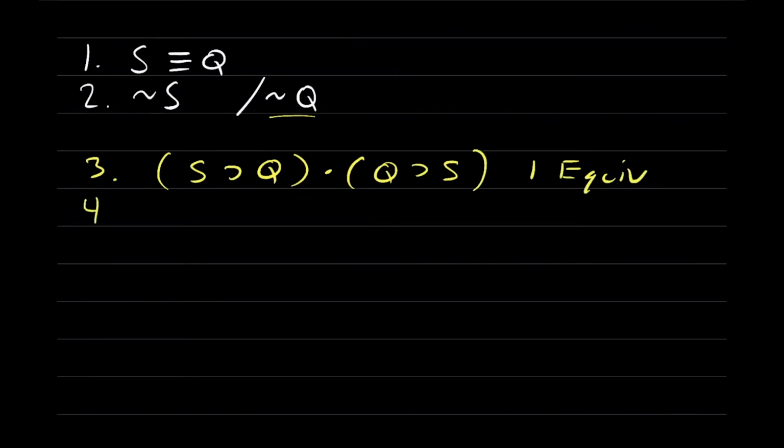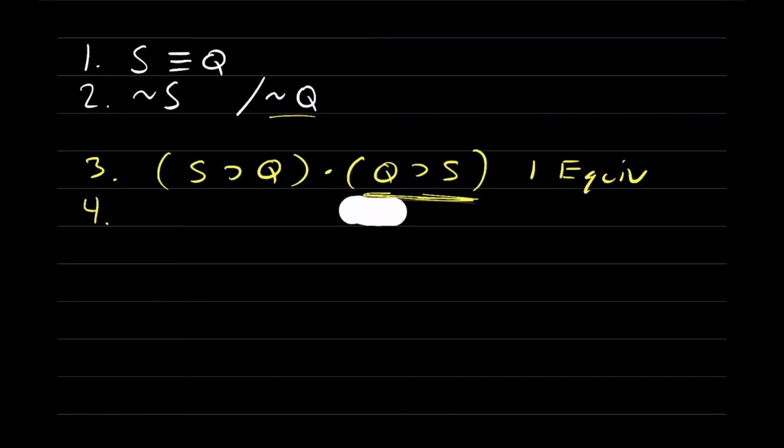Okay. And I think from here, it should be fairly straightforward how to go about getting the conclusion. The conclusion is not Q, and we know that S is false. So if we could get this part of that conjunction, Q implies S, on its own line, then we could do modus tollens and get not Q. So how do we go about getting the right side of that conjunction on its own?